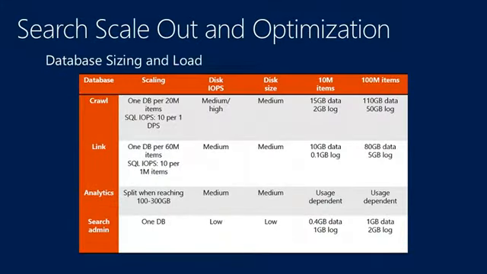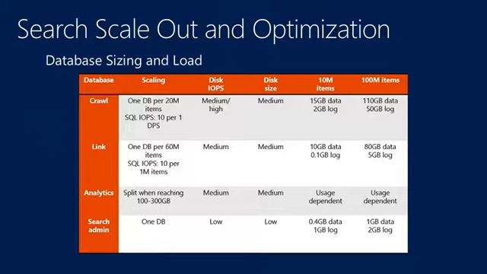From a sizing and load perspective, I'm not going to talk through these next couple of slides, but this is data that's available on TechNet. It does change over time. So what I would recommend, if you're going to start looking at search scale out and search architecture, or specifically for new deployments, is go and get the latest guidance, because it's almost certainly changed since the last time you looked at it. Things like IOPS for DBs, disk sizes, how many items you're looking at.